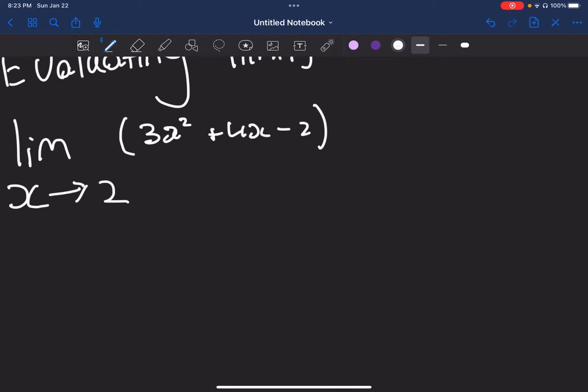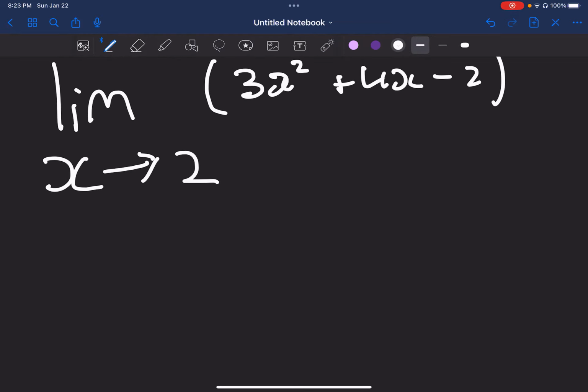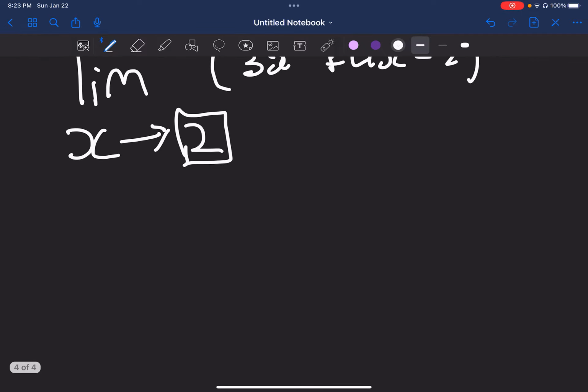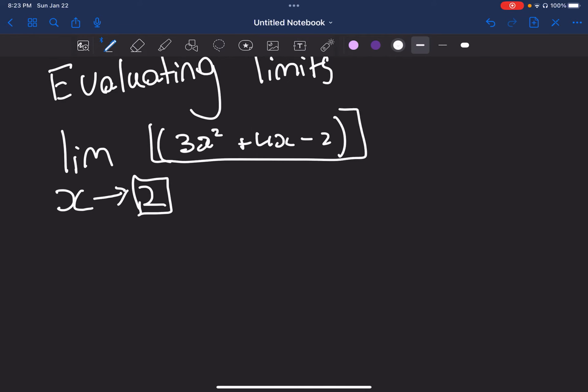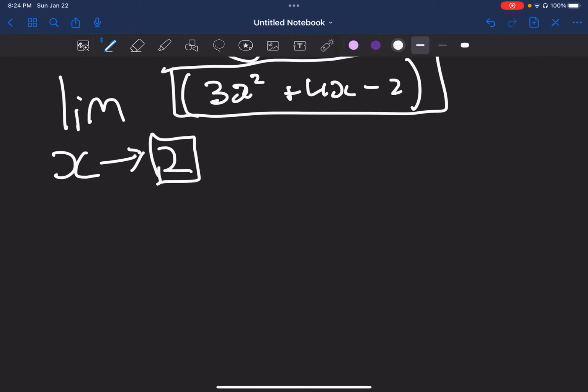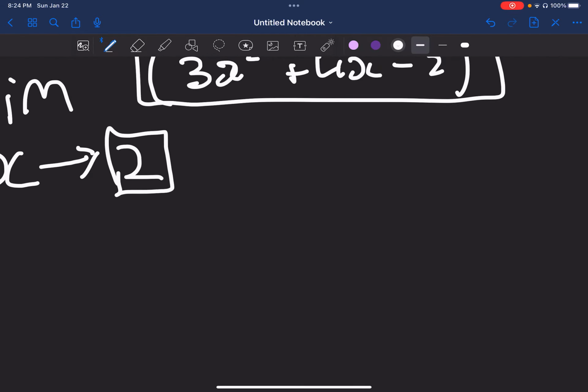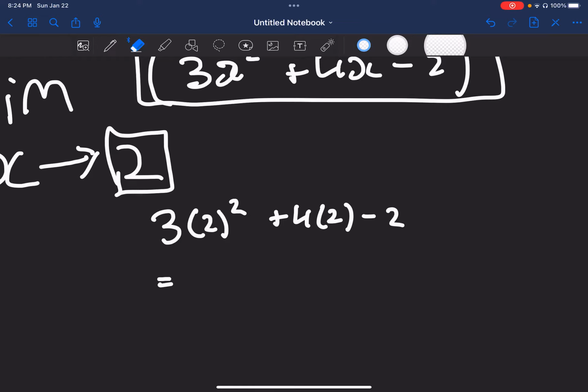So how do we evaluate this limit? To evaluate this limit is very simple actually. We can use direct substitution. So we take the 2 and we just plug it in here. Please pause the video and mentally work it out so you have it in your head, because it's better to be engaged. So wherever we see x, we'll substitute 2. So 3 times 2 squared plus 4 times 2 minus 2. This will be equal to, 2 squared is 4, 3 times 4 is 12, 12 plus 4 times 2 is 8, so that's 20, minus 2 is equal to 18.